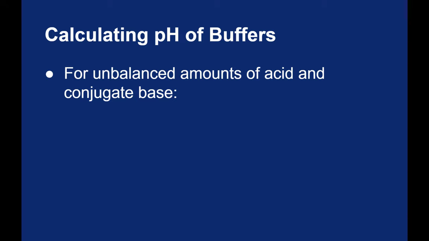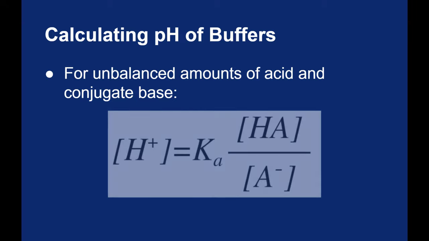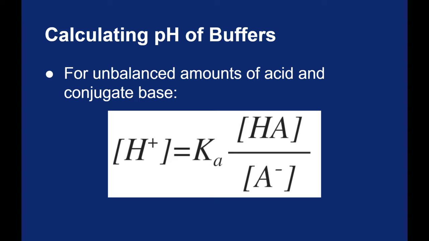If you have an unbalanced amount of acid and base, well then you're going to have to multiply your Ka value by the concentration of the weak acid over the concentration of the conjugate base. If you plug this into a nice chart, you can see where these ratios come from.